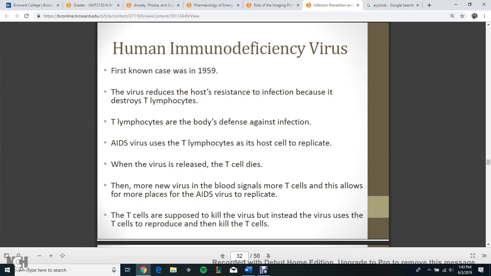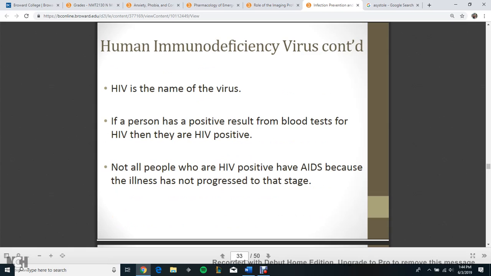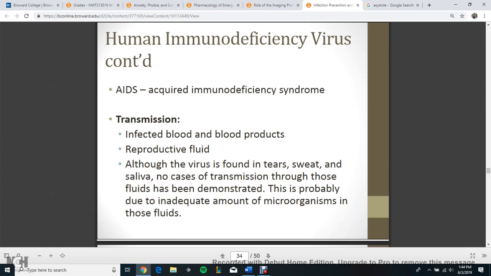Then more new virus in the blood signals more T cells, and this allows for more places for the AIDS virus to replicate. The T cells are supposed to kill the virus, but instead the virus uses the T cells to reproduce and then kill the T cells. HIV is the name of the virus. If a person has a positive result from blood tests for HIV, then they are HIV positive. Not all people who are HIV positive have AIDS because the illness has not progressed to that stage.